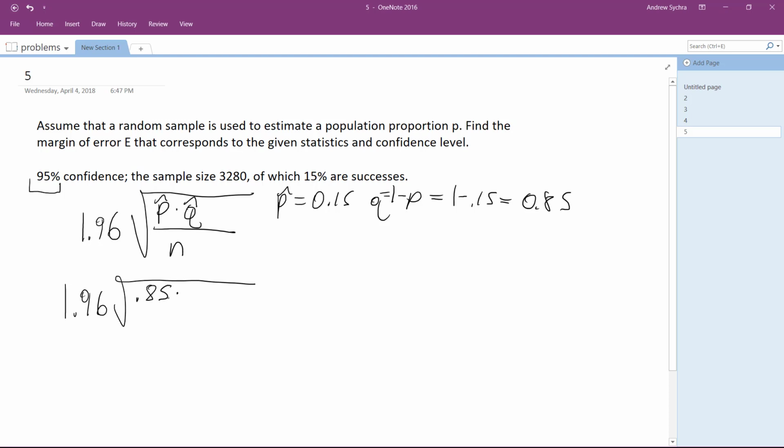So this is the square root of 0.15 times 0.85. Well, I should write them in order not to confuse. So 0.15 times 0.85 over the number of samples, 3,280. And we plug all this in, what we end up getting. And we're rounding this to four decimal places: 0.0122. Those are four decimal places because everything is past the decimal point.